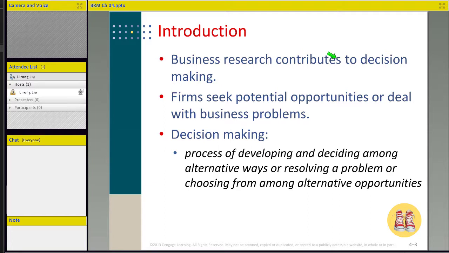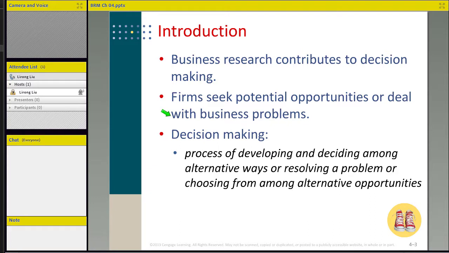Okay, so there are basically two broad applications of business research. One is firms seeking potential opportunities. That is, if a firm is exploring new markets, if the firm is thinking about launching a new product. Or the other application is firms dealing with business problems. That is, the firm is facing some difficulties in its management. The firm is not doing as well as expected. Then in such situations, the firm may also seek help from business research.